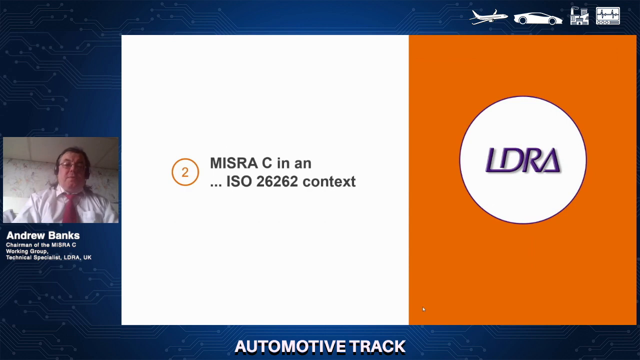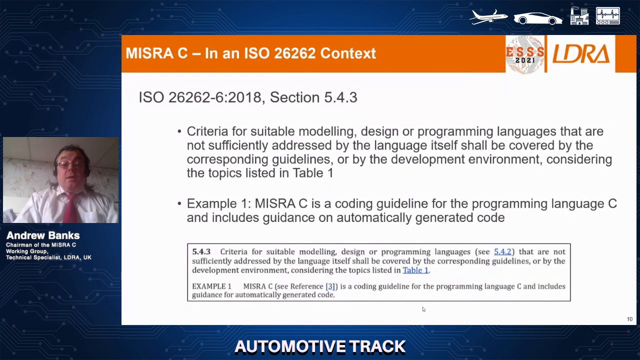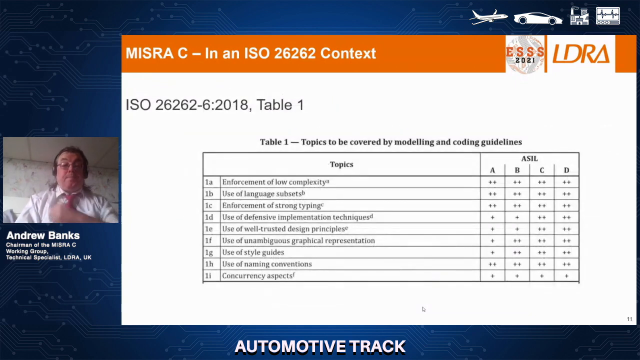So what's this all got to do with ISO 26262? Well, as you saw, many of the same people that created the original MISRA guidelines then became involved with ISO 26262. And 26262 says we need guidance for creating modeling, design, or programming languages. And there, front and center, example 1, MISRA C is a coding guideline for the C programming language. There we are. It's there. That's what this is all about.